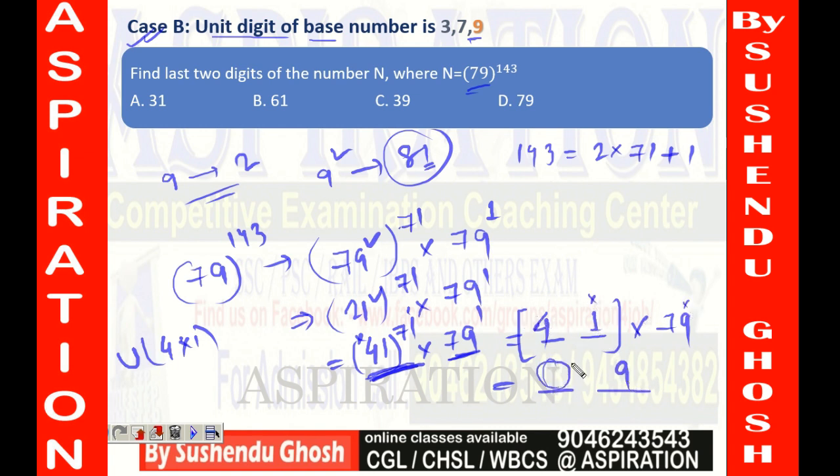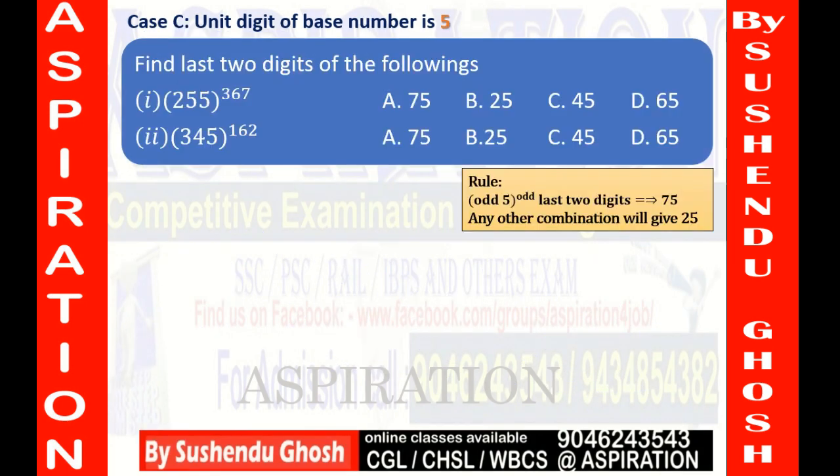Now what will be the tens place? 4 multiplied by 9 means 36, plus 1 multiplied by 7 means 7. So it will always give you 3 in the tens digit. So 39 will be the correct answer.